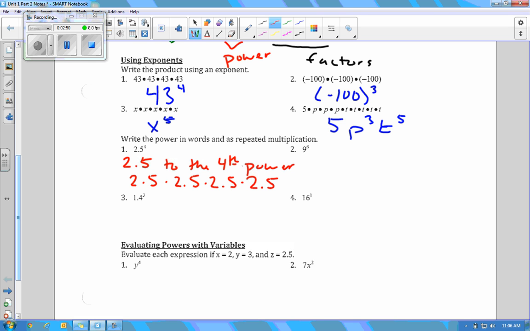Okay. So I'm going to let you guys go ahead and do 2, 3, and 4 here. I know it's kind of hard to see on the video, but it's a lot easier to see on your note page.